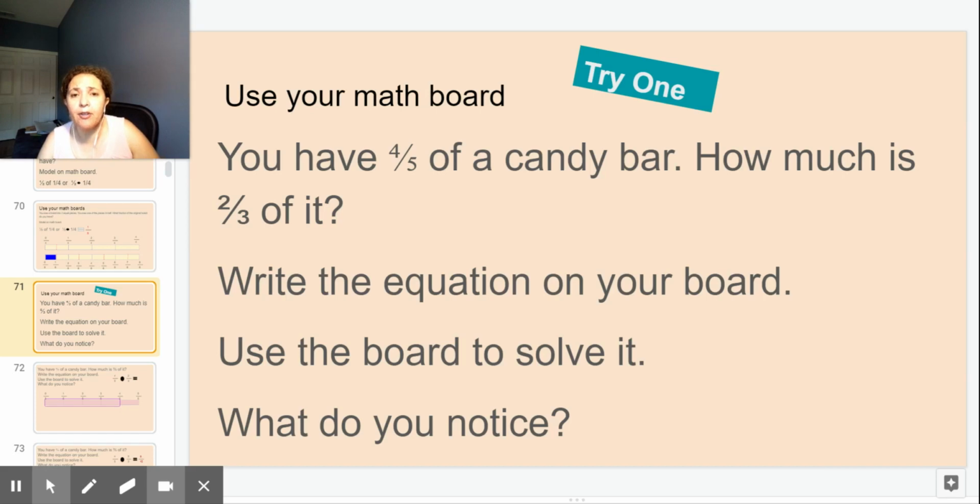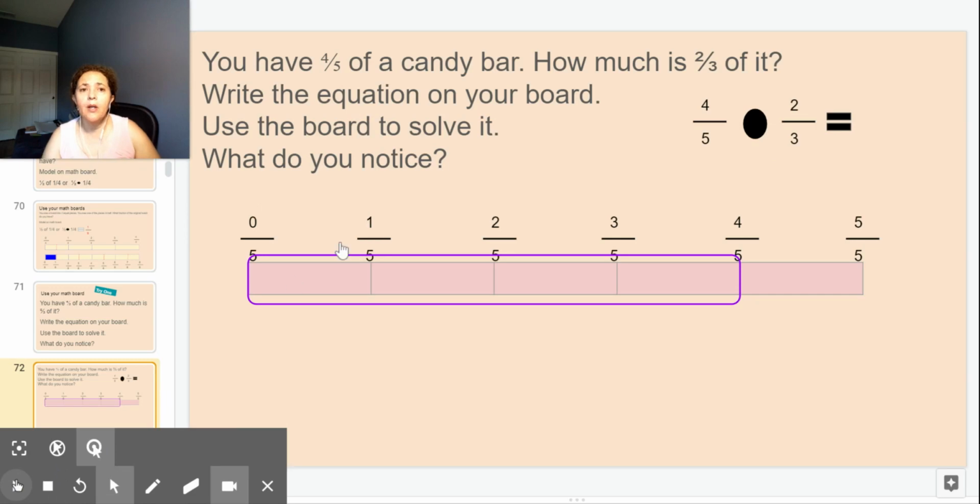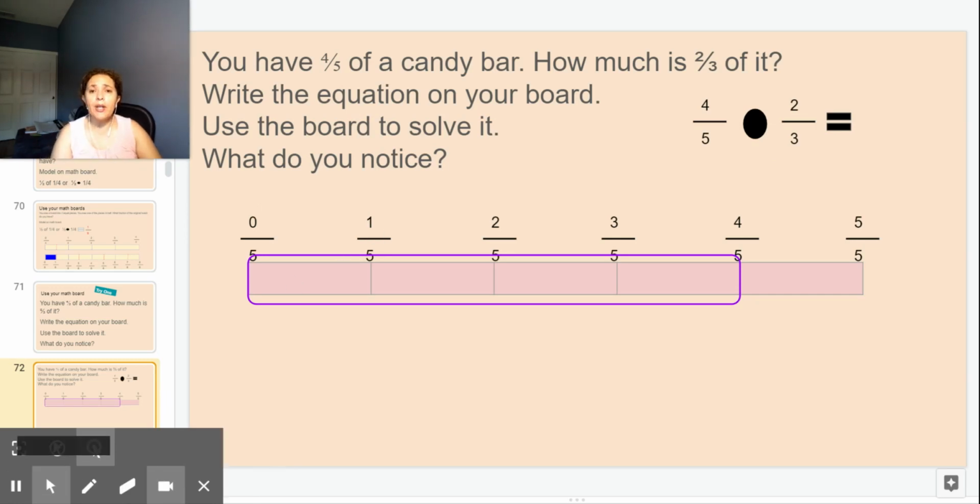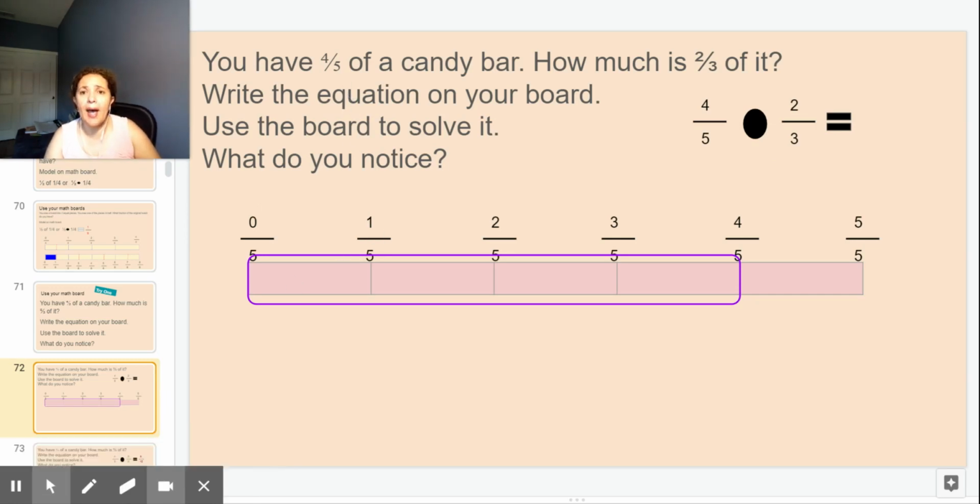Okay, let's look at another one. So if you understand that part, you can do this one on your own, or you can do it with me. If you have your math board, do it in your math board. If not, just draw it out on your math notebook. You have 4/5 of a candy bar. How much is 2/3 of it? So you have 4/5, and you're only taking 2/3 of the 4/5. So write the equation on your board. Use the board to solve it. What do you notice? So let's take a look at that.